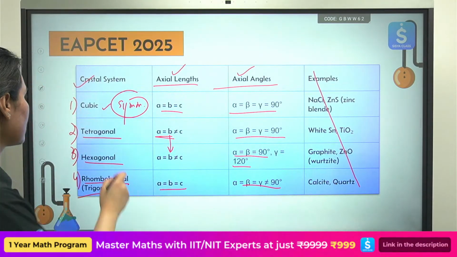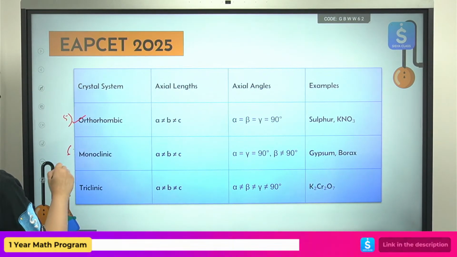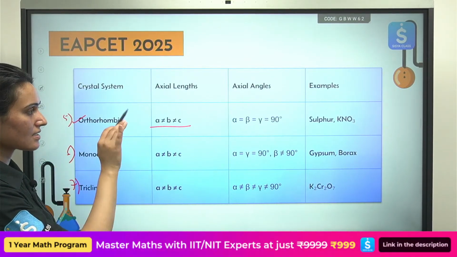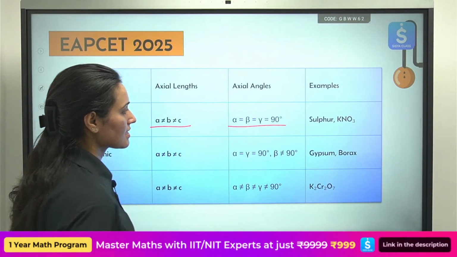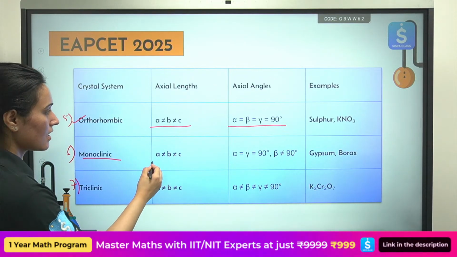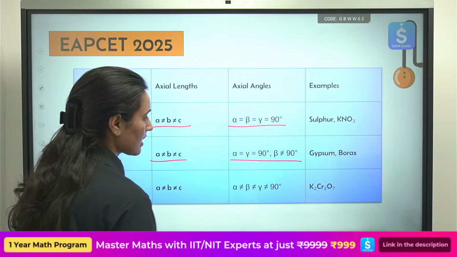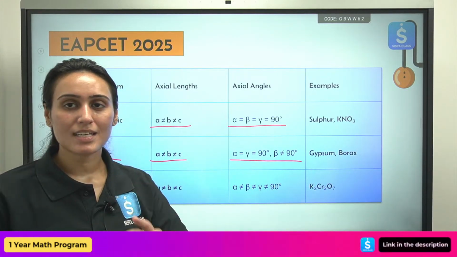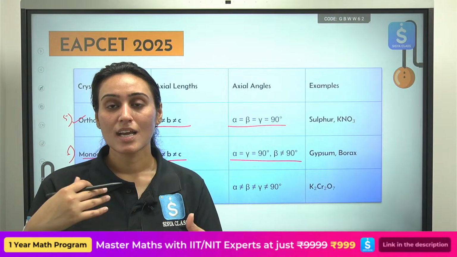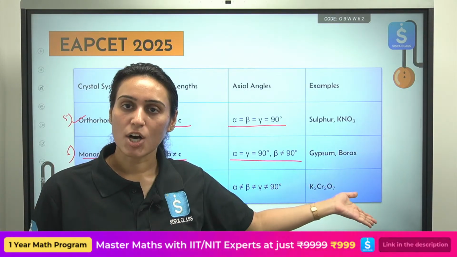Okay, see the rest of them. Orthorhombic, none of the edge lengths are same, but the bond angles are same and equal to 90 degree. Then we have monoclinic, none of the axial lengths are same, bond angles, 2 of them are 90 degree. Third one, we don't know. It is definitely not 90 degree. How much is it? We don't know. No one is concerned with it. That is how they will give you the question.